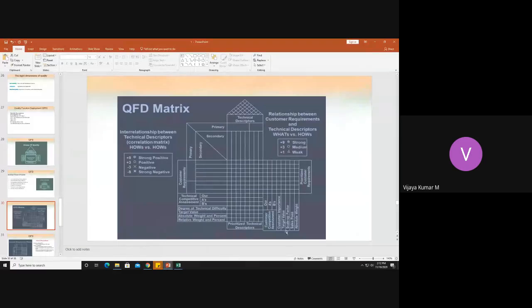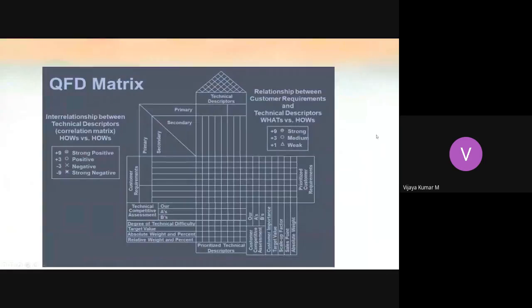Now, let me explain each and every column in detail again, how to develop it. As I said, the customer requirements fall under the first one.